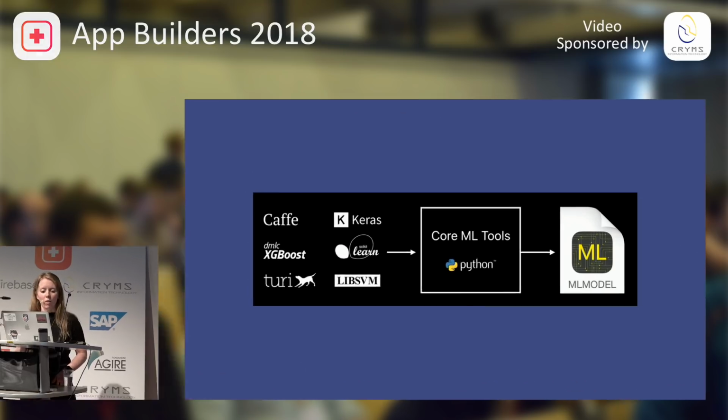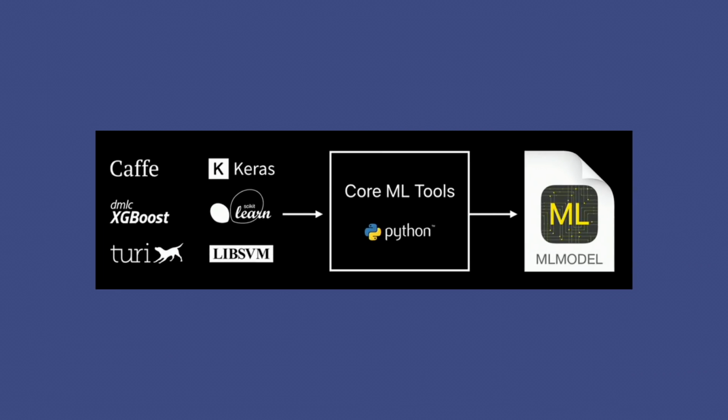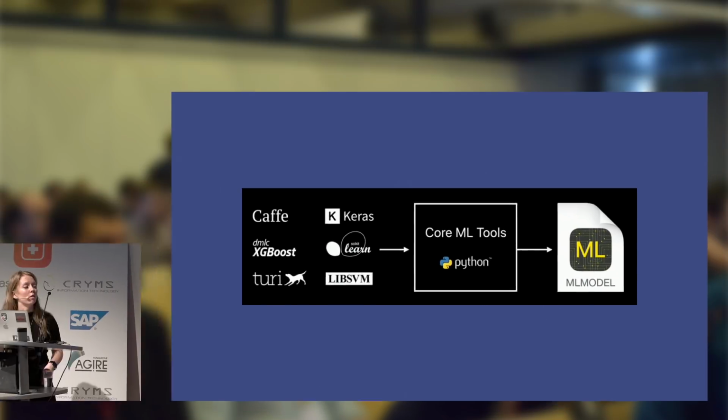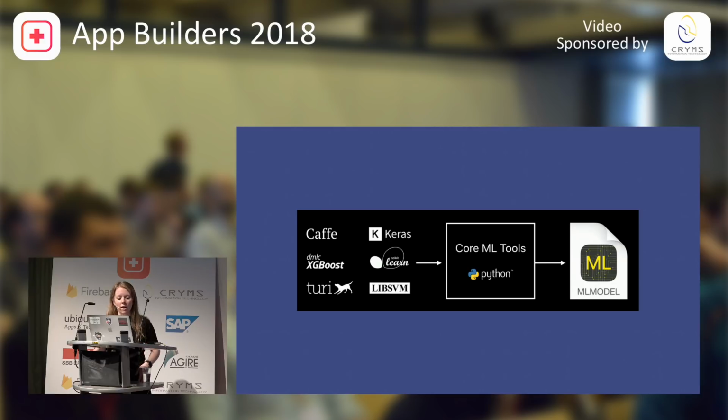So yeah, just the rough flow. You would train in one of these frameworks on the left, and there are actually even more available. Then you would use Core ML Tools or one of the open source solutions for converting the model, and then you would have the ML model format, which you can just drag into your Xcode project.